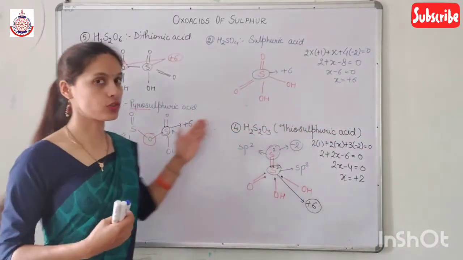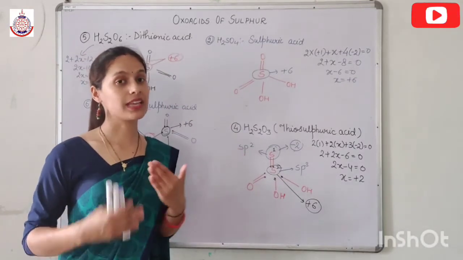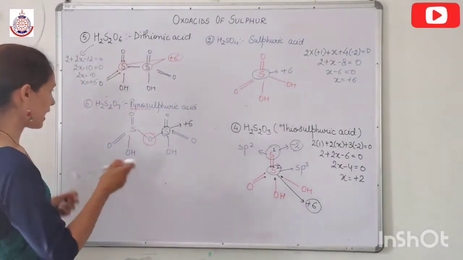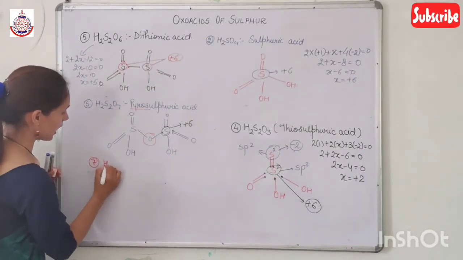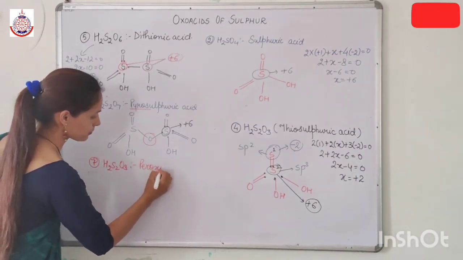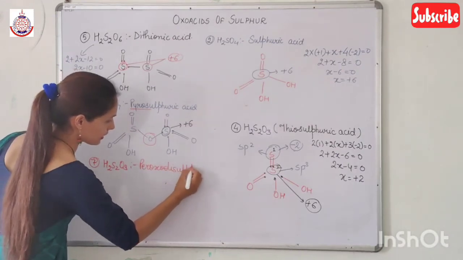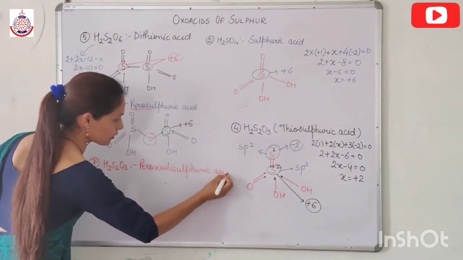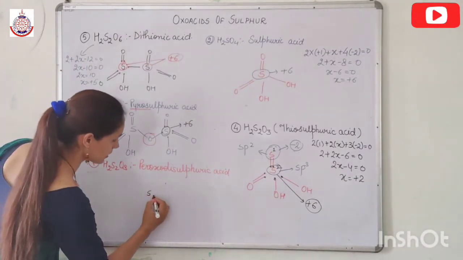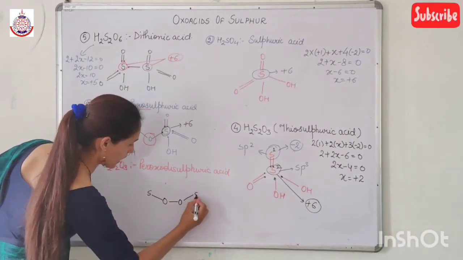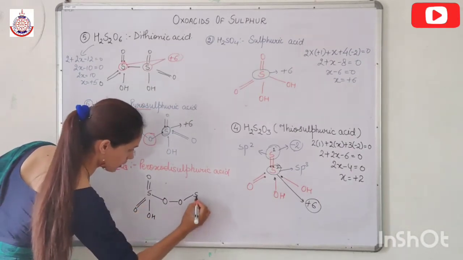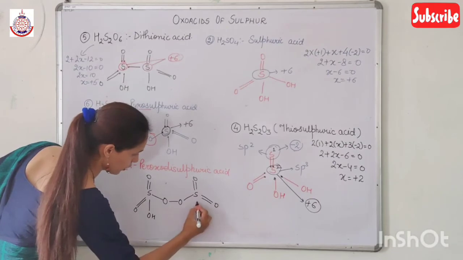Now I'll give you the last oxoacid structure and you tell me what the oxidation state of sulfur is in that particular oxoacid. So our last oxoacid is H2S2O8, that is peroxodisulfuric acid. This is the name of this particular oxoacid, and the structure of this oxoacid is O, O, S, double bonded O, double bonded O, OH, double bonded O, double bonded O, OH.